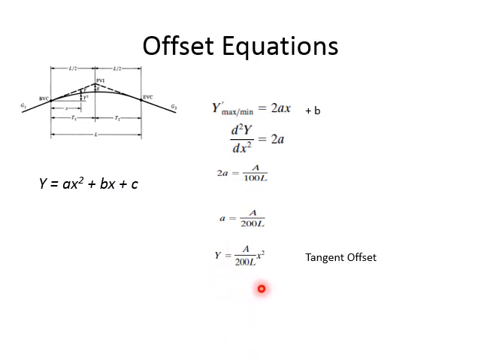Okay, so if you want the offset at a particular distance from the BVC, then obviously you will take this term, so it will be a x square. So the offset at any distance x, which is represented as y here in this diagram, you can see y between the tangent and the curve. So it is given as this, which is small a into x square, where x is the distance from BVC.